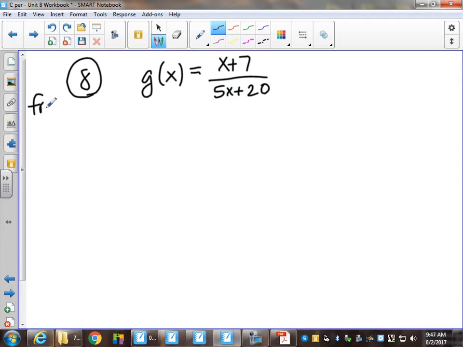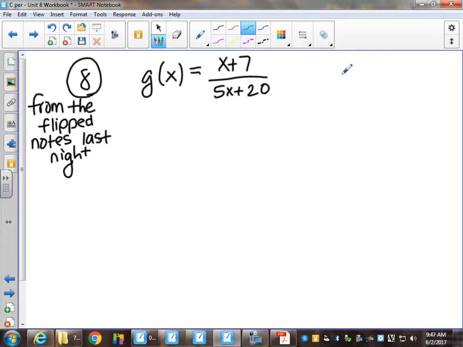This was number 8 from the flip notes last night. Why does this function have a restriction? Can't divide by 0. Because x is present in the denominator, it means that there's some value of x that could make that happen, and that's not okay. So how are we going to figure out what value of x would make that denominator equal to 0?